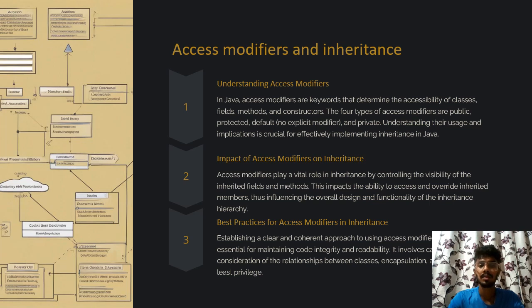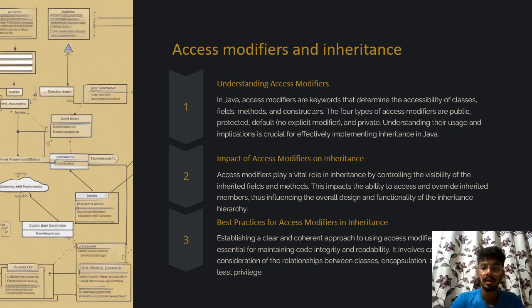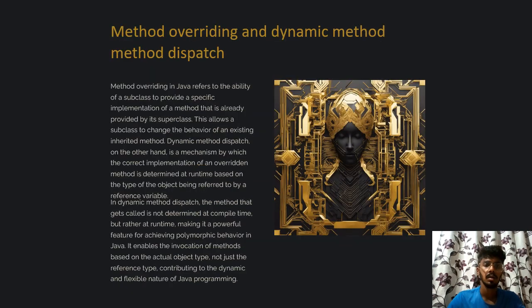Impact of access modifiers on inheritance. Access modifiers play a vital role in inheritance by controlling the visibility of inherited fields and methods. This impacts the ability to access and override inherited members, thus influencing the overall design and functionality of the inheritance hierarchy. Establishing a clear, coherent approach to access modifiers in inheritance is essential for maintaining code integrity and readability. It involves careful consideration of relationships between classes and encapsulation, and the principle of least privilege.